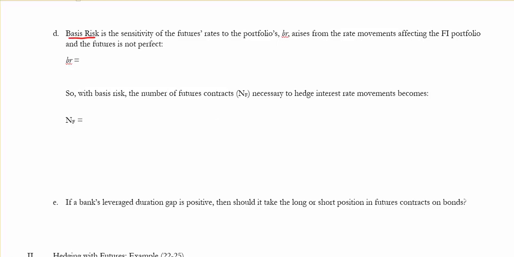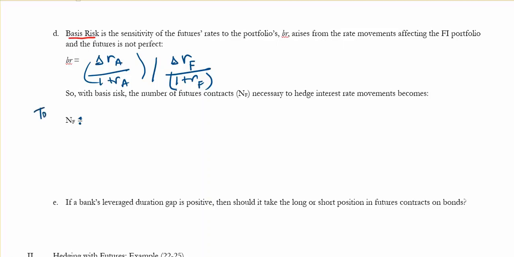And the basis risk measure basically says how much the change in the balance sheet rates tends to change with the rates on the bonds that underlie the futures contract. Now, if we assume that, we can't cancel out those relative changes anymore.